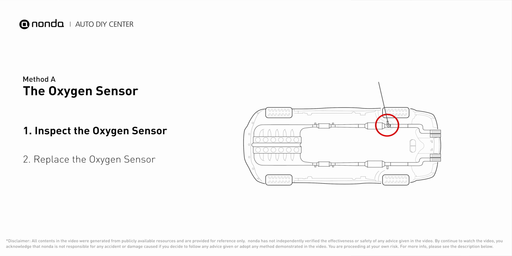This oxygen sensor is located right after the catalytic converter. Bank 1 is on the side with the cylinder number 1. Sensor number 3 is downstream of the last catalyst in the exhaust system.